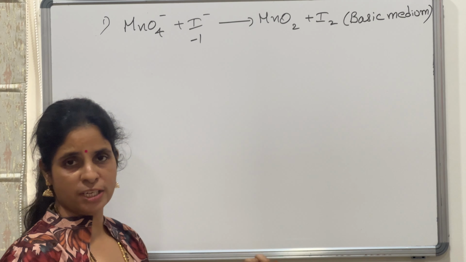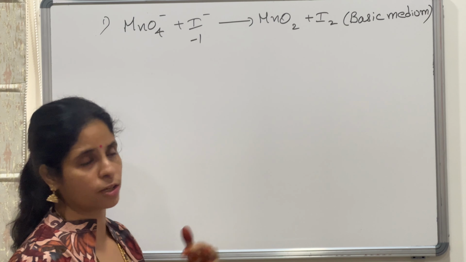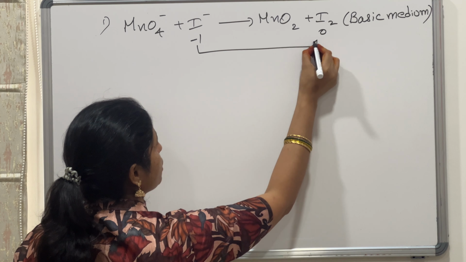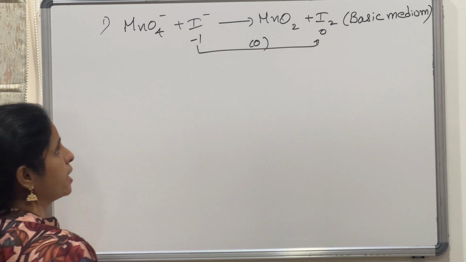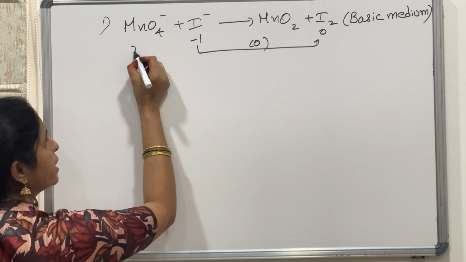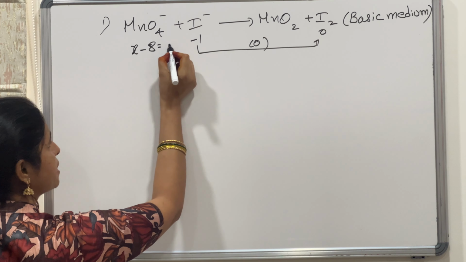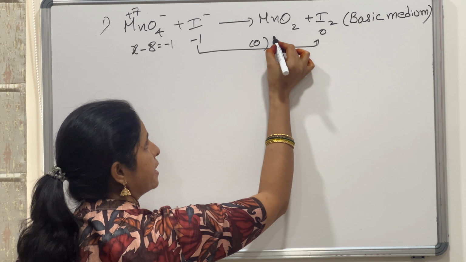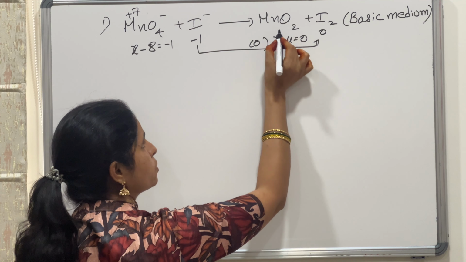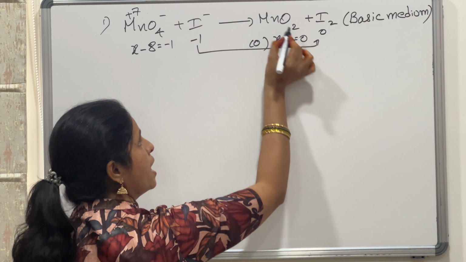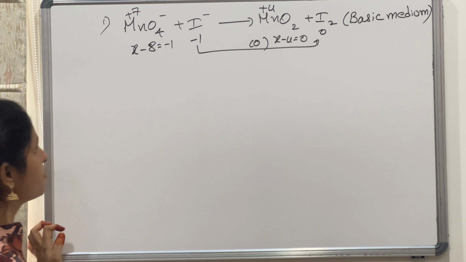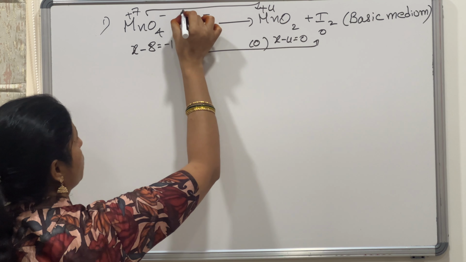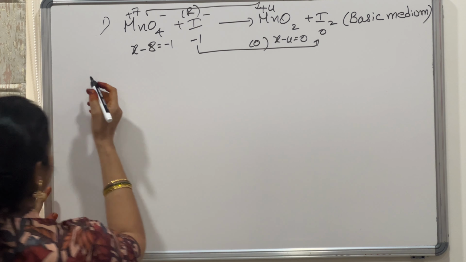First you predict which one is undergoing oxidation and which is undergoing reduction. Here it is -1 and it is 0. -1 to 0 is undergoing oxidation, an increase in oxidation number. Here x minus 8 is equal to -1, so x is +7 oxidation state. And here x minus 4 is equal to 0, 2 into -2, so x is +4. Mn is in +4 oxidation state, +7 to +4. So this is your reduction. Okay, write these two parts.